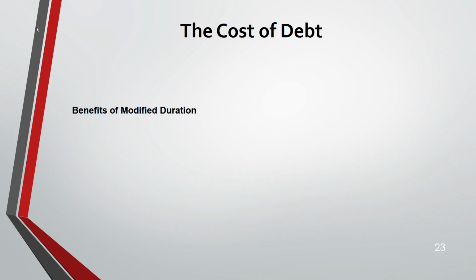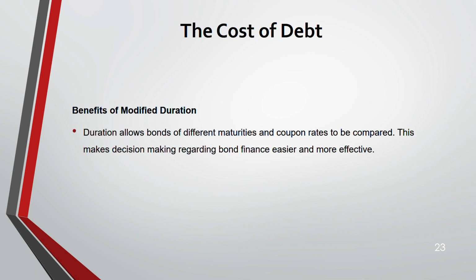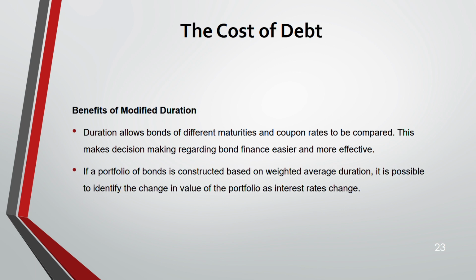Benefits of modified duration. The number one benefit is that no matter whatever the maturity dates of the bond, even if the coupon rates are different, you can still compare the two bonds by duration. Because of this, the decision-making process becomes much easier. Second advantage is that if the portfolio of bonds is constructed based on weighted average duration, it is possible to identify the change in value of the portfolio as interest rate changes. That means what would be the change in the value of the portfolio when interest rate changes? It's very easy.